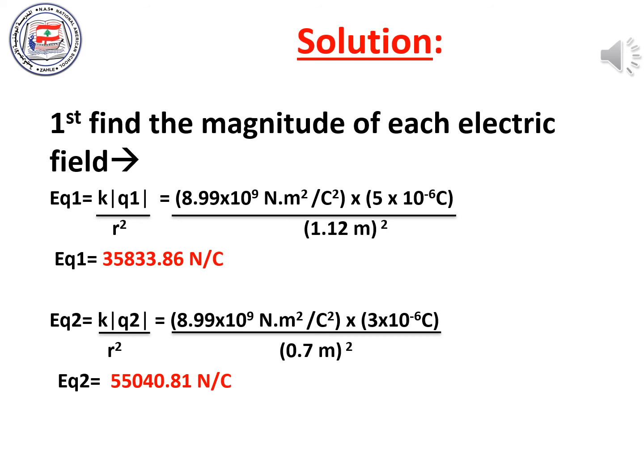Then we find the electric field due to charge 2. We use the equation that you see in front of you: K times the absolute value of Q2 over R squared. So it is equal to 8.99 times 10 to the power 9 newton meter squared per coulomb squared, times 3 times 10 to the power negative 6 coulombs.